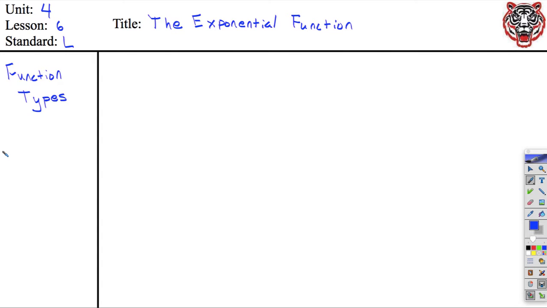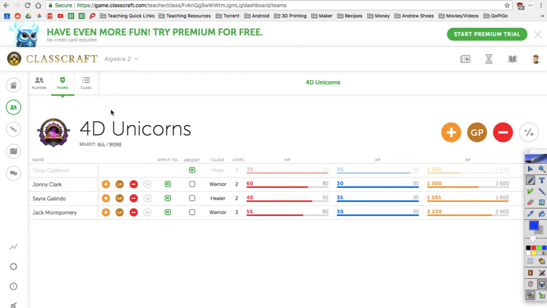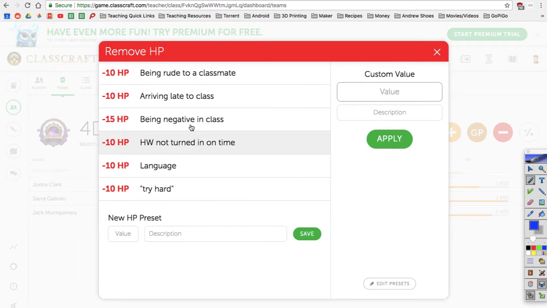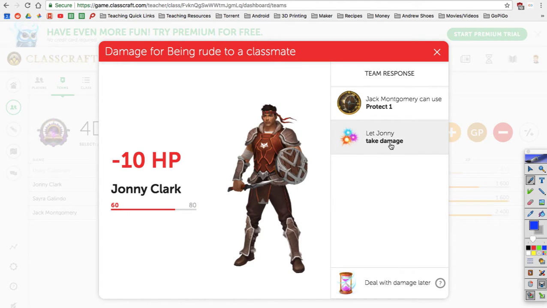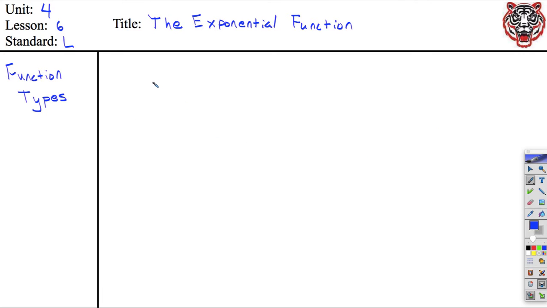It hurts my feelings. Okay, yeah, so that, Johnny, you've been warned. Being rude to a classmate, that's minus 10 HP. All right. Bro, I didn't know he was actually going to take it off. All right, that's so bad now.